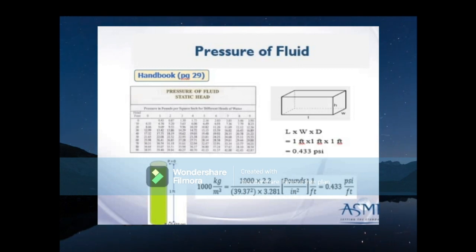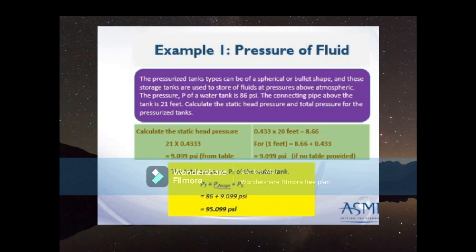Pressure of fluid. Pressure and depth is the fundamental relationship in the oil industry. The easiest way to calculate pressure from depth is to use the pressure gradient of the given fluid. To find the pressure per square inch for any feet of head not given in the table above, multiply the feet times 0.433. 0.433 is the gradient for pure water, SG equals 1, specific gravity, in imperial units. Remember it.